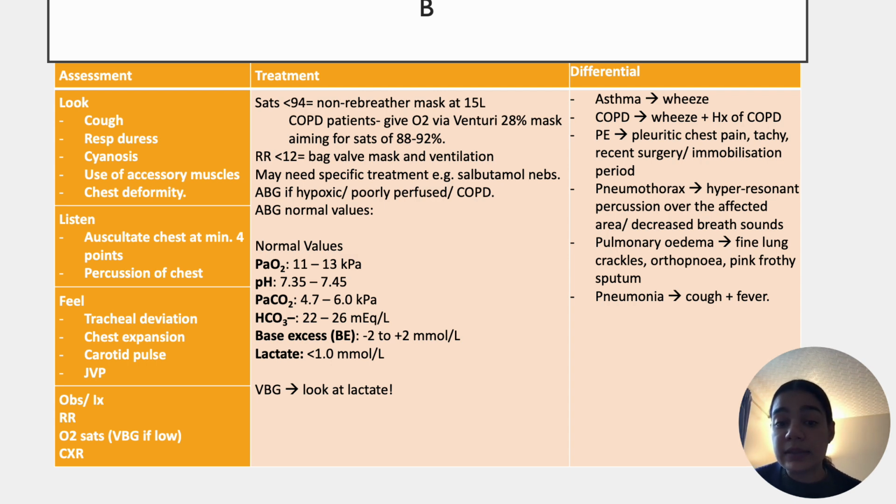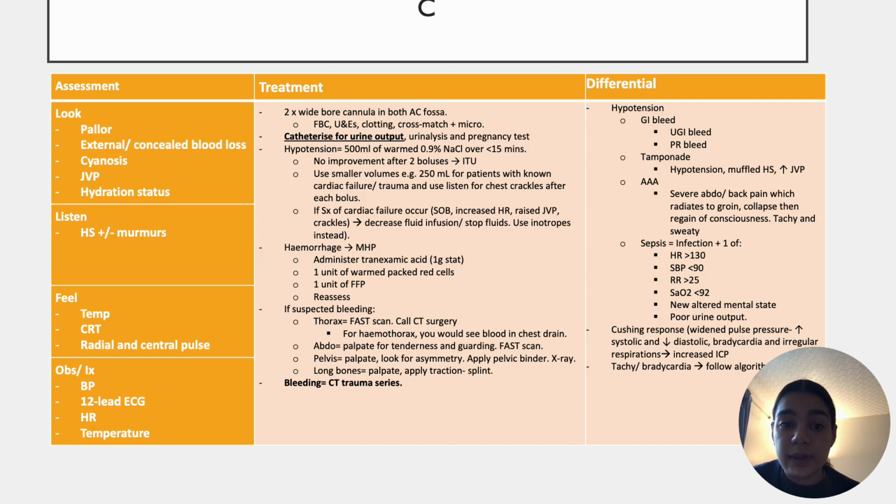But it's important at this point as well, and as we go making new changes, you always go back to reassess. For example, if we put on a 15-litre non-rebreathe mask at this point, we'd want to assess airway and then breathing again and then go to C. So there's a constant review of all of the changes that you've made. So the next one is C.